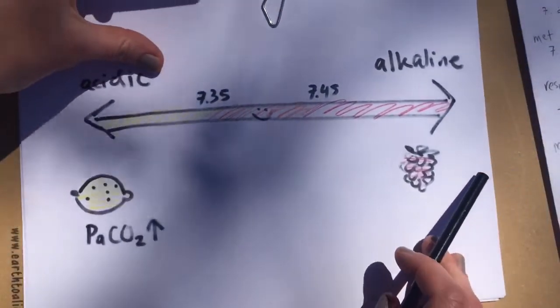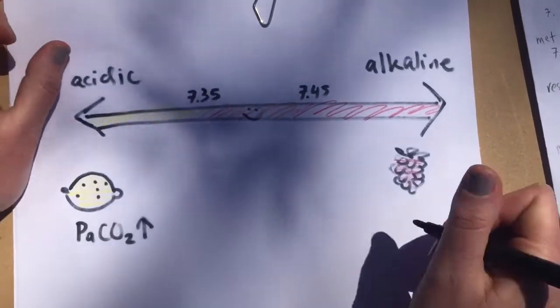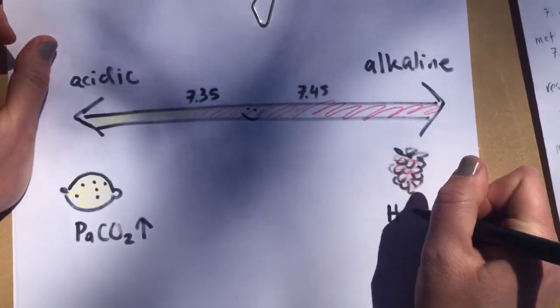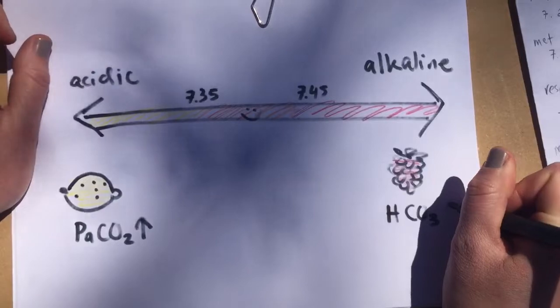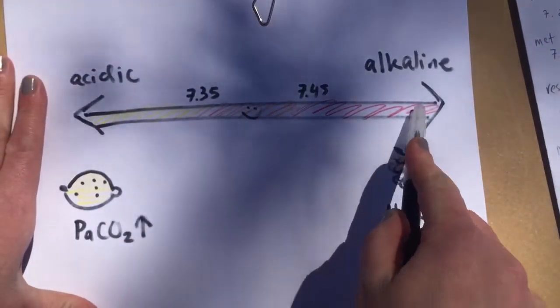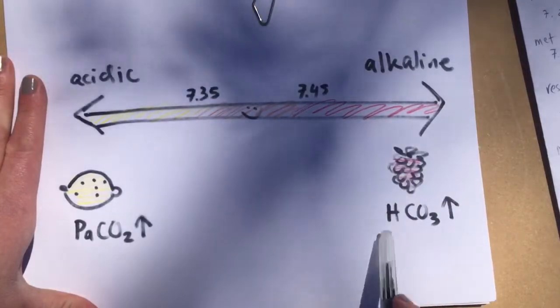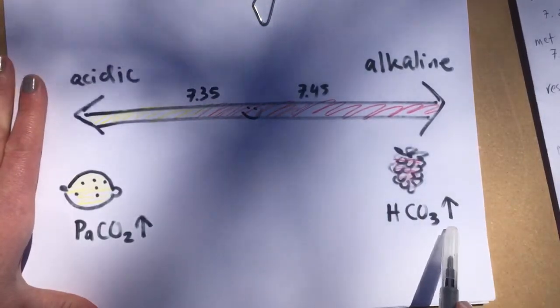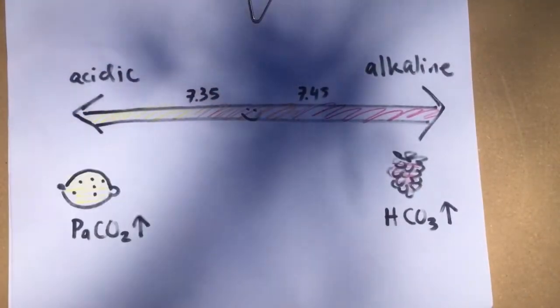Then on the other side, if we look at berries, we're going to do bicarb over here. And we're going to elevate it, because when your pH is elevated, HCO3 elevated, that's when you're going to be alkaline. Whoa! And we're on the alkaline side right now.